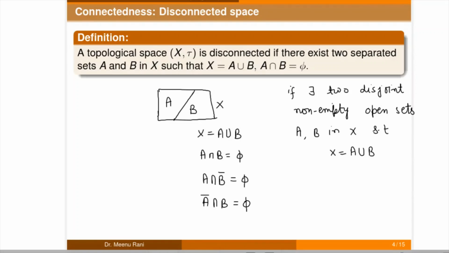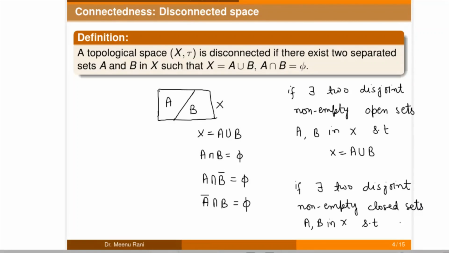And also two disjoint non-empty closed sets are separated, so we can define disconnected space in terms of closed sets also: if there exist two disjoint non-empty closed sets A and B in X such that X is equal to A union B, and these are disjoint also, then we can say that X is a disconnected space.